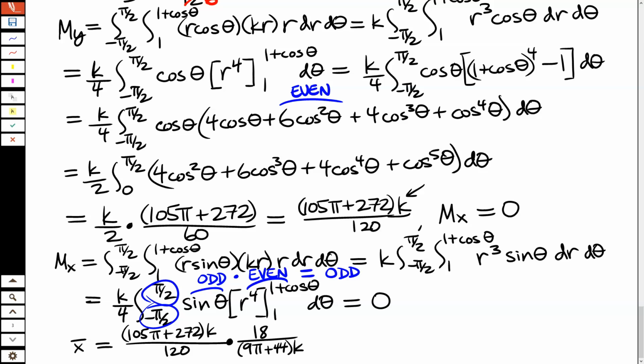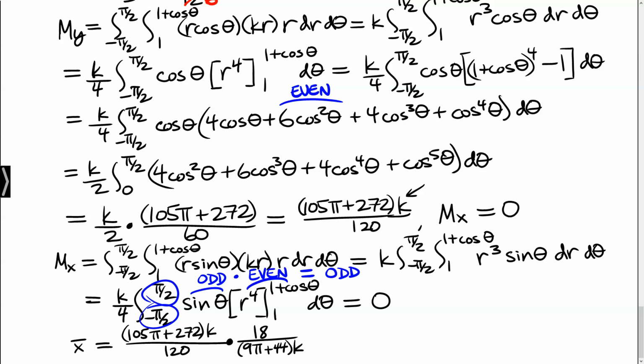And there's a little bit of canceling, not too much, it's not like this comes down to 3 pi or something. 18 over 120, okay, that's going to make 3 over 20, and that's about all we can do. So that's what x bar is. It's just 3 times this 105 pi plus 272 all over 9 pi plus 44. There's really no other nicer way to write it.